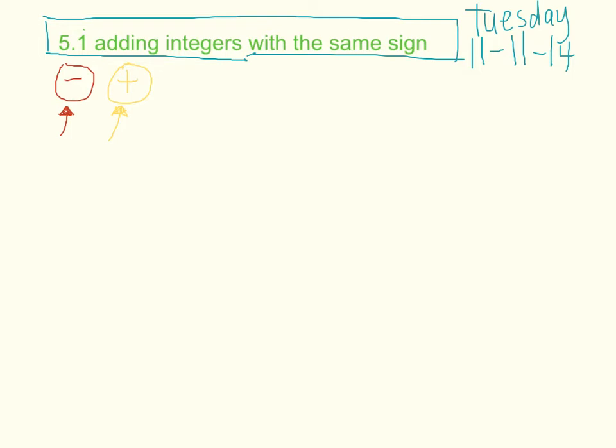Okay, so let's say we have a problem that is positive 3 plus positive 2 plus positive 5 plus positive 1. My pencil's messing up. Okay, so that's easy to do.